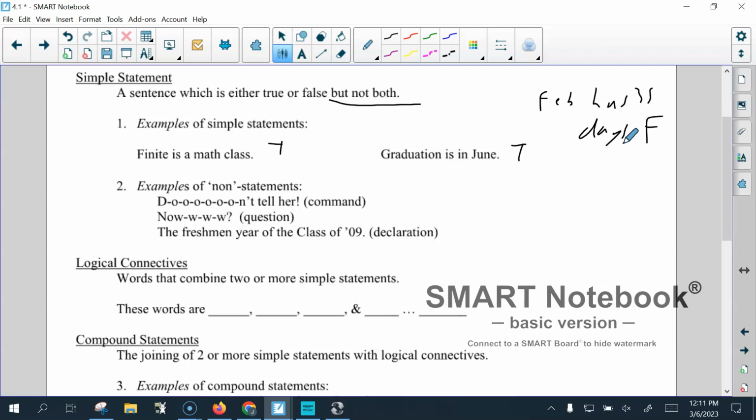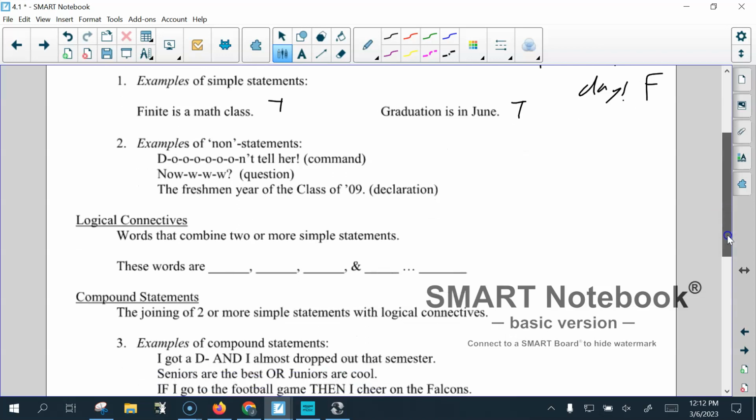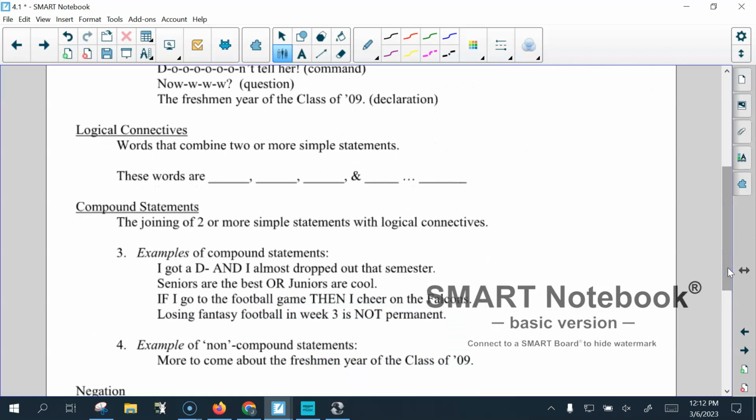All right, non-statements. If you yell at somebody, don't tell her, that's a command. It's not a sentence. Now, that's a question you're asking someone. It's just a simple one-word question, but it's not a statement. The freshman year of the class of 09. That's like if you're announcing the freshman class of 09. But that's not a statement, it's just a declaration. Who's here?